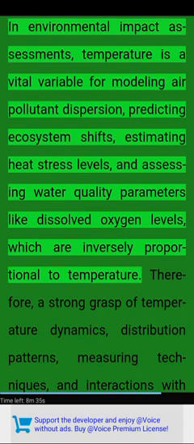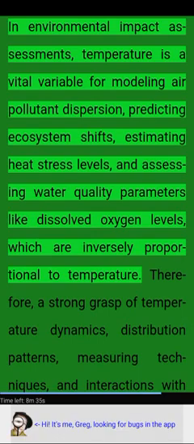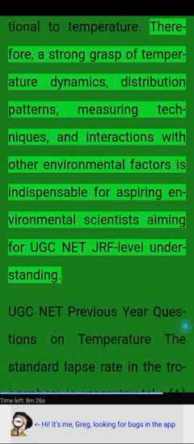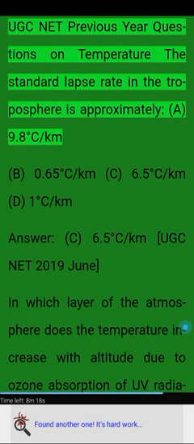In environmental impact assessments, temperature is a vital variable for modeling air pollutant dispersion, predicting ecosystem shifts, estimating heat stress levels, and assessing water quality parameters like dissolved oxygen levels, which are inversely proportional to temperature. Therefore, a strong grasp of temperature dynamics, distribution patterns, measuring techniques, and interactions with other environmental factors is indispensable for aspiring environmental scientists aiming for UGC NET JRF level understanding.